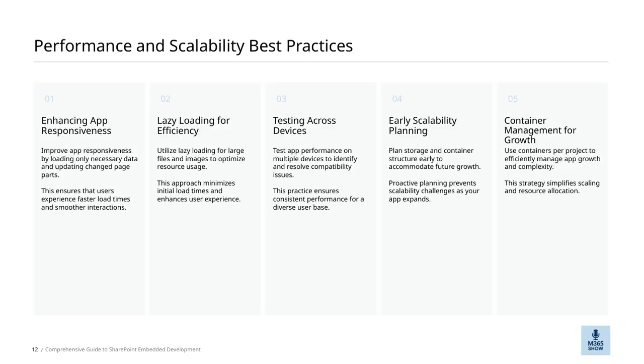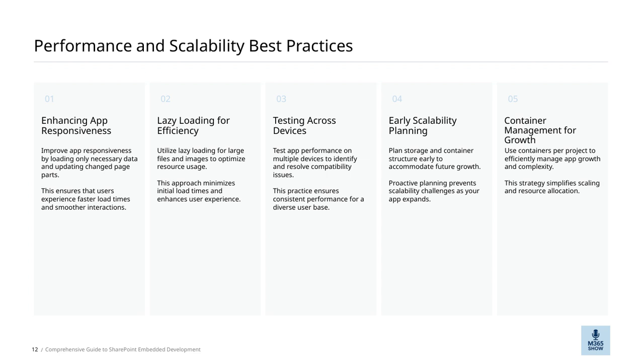Let's dive into some best practices for performance and scalability. First, using containers per project is a smart way to manage app growth and complexity. By isolating each project within its own container, we make scaling and resource allocation much simpler. It helps keep things organized as your app expands. Next, planning your storage and container structure early on is crucial.